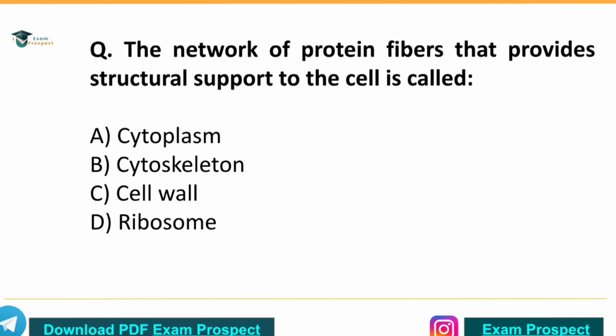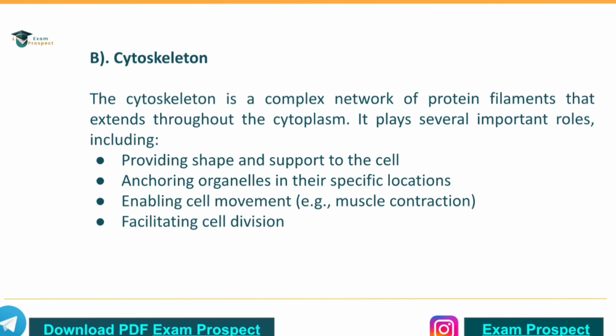Next question, the network of protein fibers that provides structural support to the cell is called? Correct answer is option B, cytoskeleton. Here, the cytoskeleton is a complex network of protein filaments that extends throughout the cytoplasm. It plays several important roles, including providing shape and support to the cell, anchoring organelles in their specific locations, enabling cell movement, for example muscle contraction, and facilitating cell division.